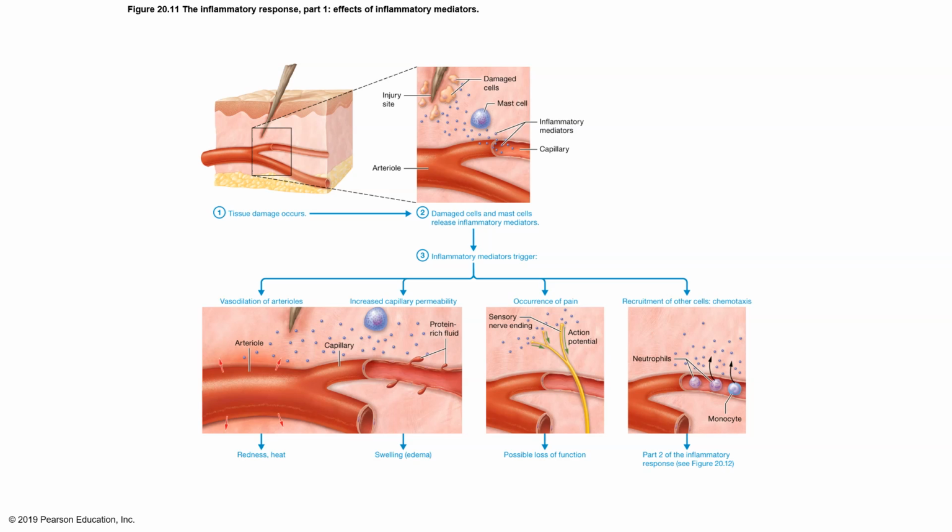Well, the damaged cells, along with the mast cells, will start releasing the inflammatory mediators. Mediators like prostaglandins and leukotrienes. These are usually breakdown products of your cell membrane. Mast cells can also release chemical mediators like histamine.